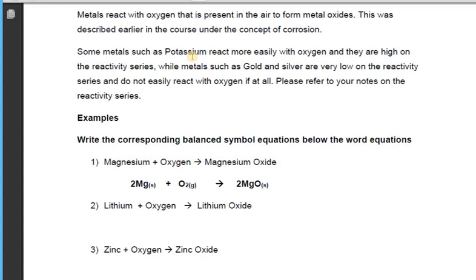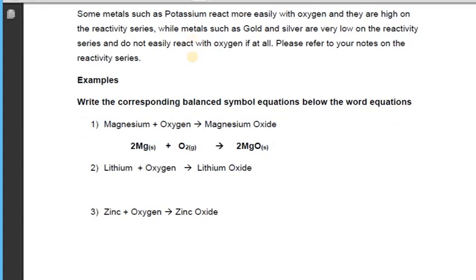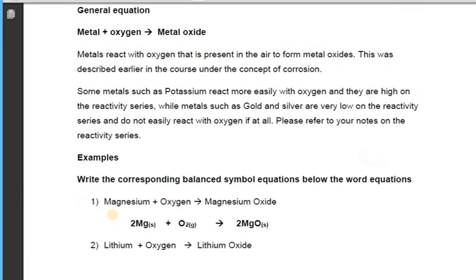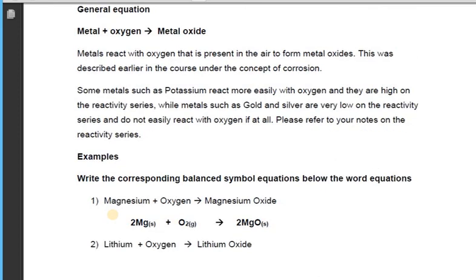I made use of the group 1 element, the group 2 element, and the transition metal to show us our reactions. You will find that potassium reacts readily and easily with oxygen because it's extremely reactive, whereas metals such as gold and silver do not react with oxygen, even under the harshest of conditions.